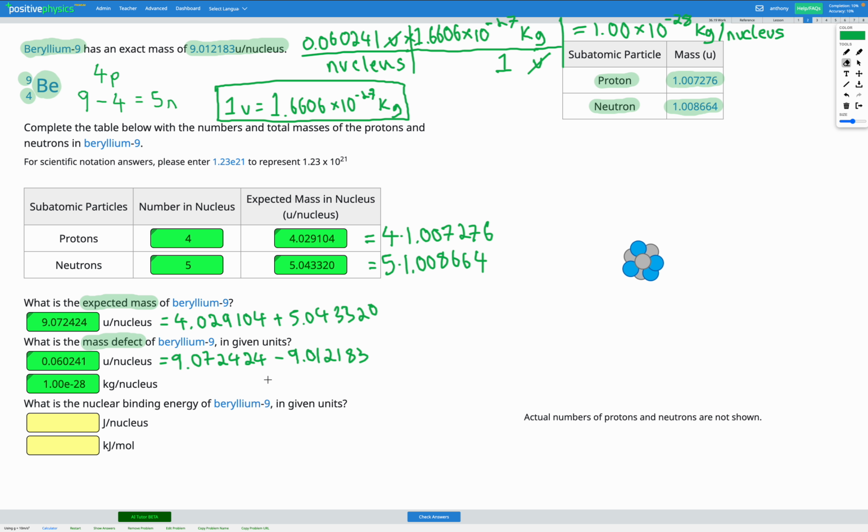Just as when the neutrons and protons came together to form the nucleus, energy was released, we need to add energy to our nucleus in order to break it apart. So that is called the nuclear binding energy, the energy required to separate the protons and neutrons in a nucleus.